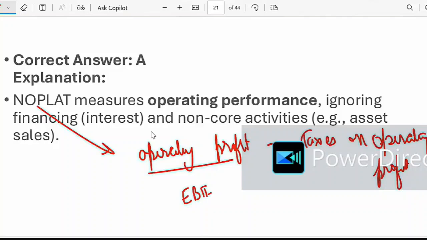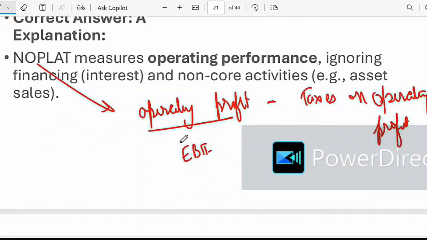Please type clear in the chat box. Let me check if it is clear to you or not. I think NOPLT concept is clear now. Is it clear? Please let me know. NOPLT, right? Okay, very good.